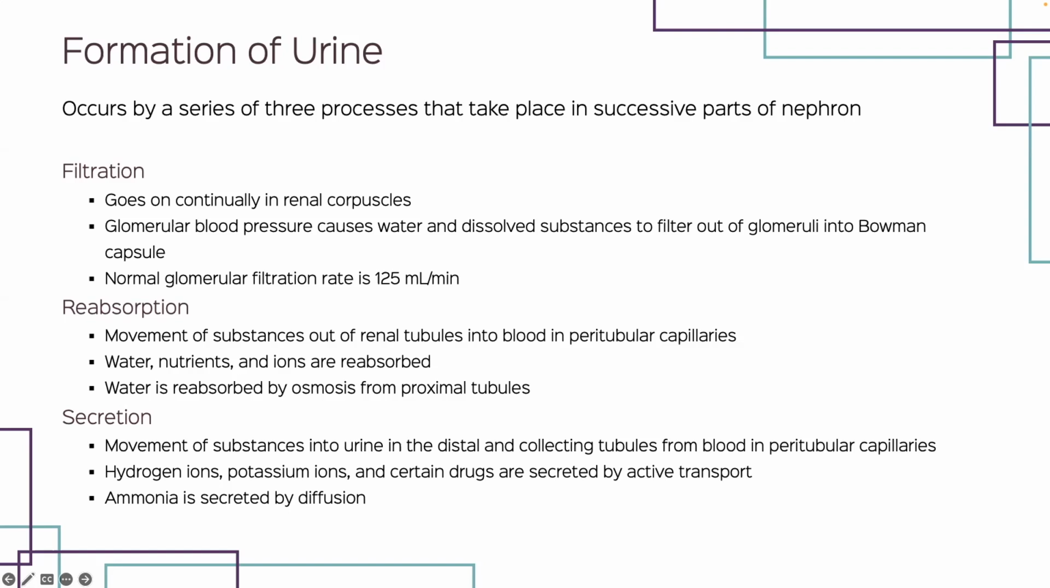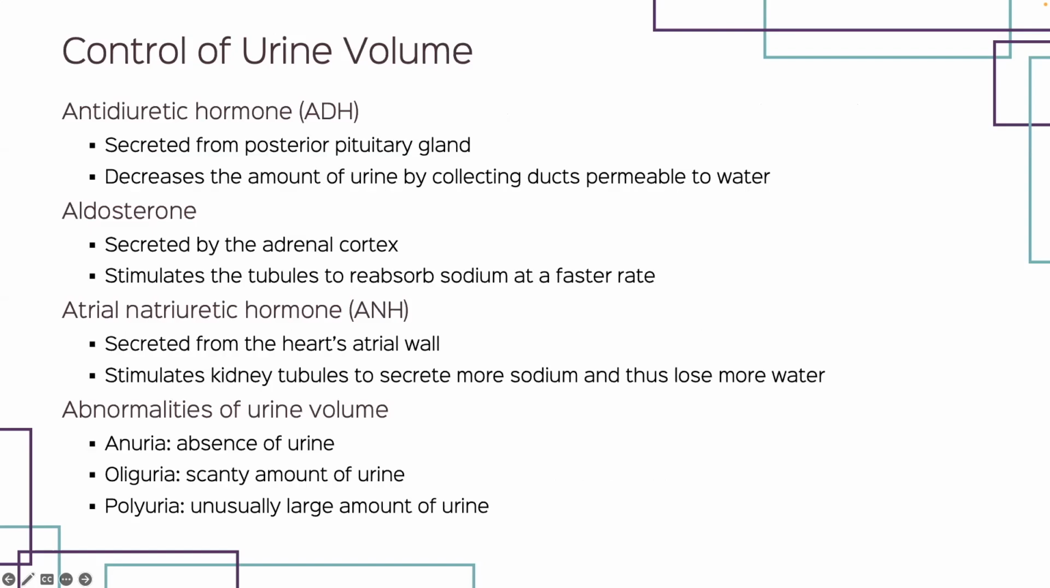So in the distal convoluted tubules and your collecting ducts, your sodium secretion is dependent on the hormone, which is also important in regulating your urine volume. And then ammonia is going to be secreted passively by diffusion. So the body has ways to control the amount of composition of urine that it excretes, and it does this mainly by controlling the amount of water and dissolved substances that are reabsorbed by the kidney tubule.